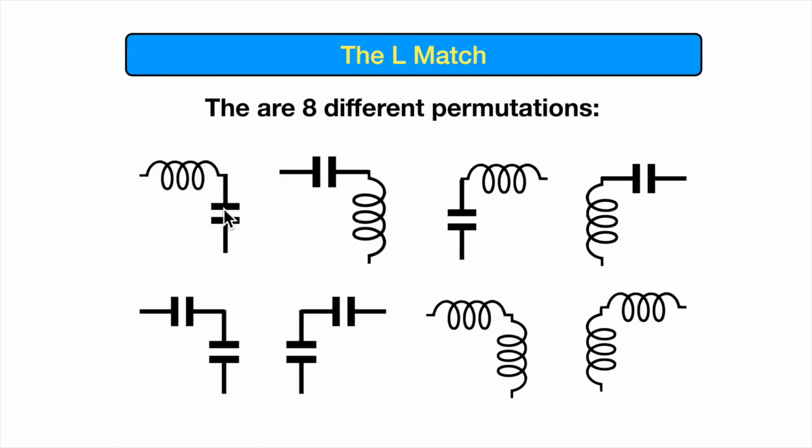So we can see here clearly that in this L match the larger impedance is this end. We can see here the larger impedance is this end. Now these two, we can see actually the larger impedance is at the front and the smaller impedance is at the back, and the same for this one. So that's the first thing.